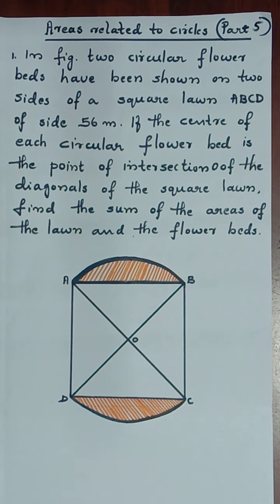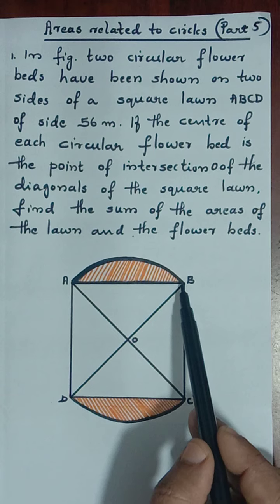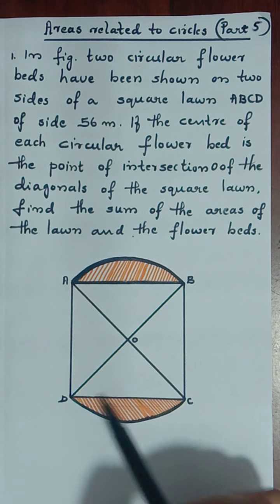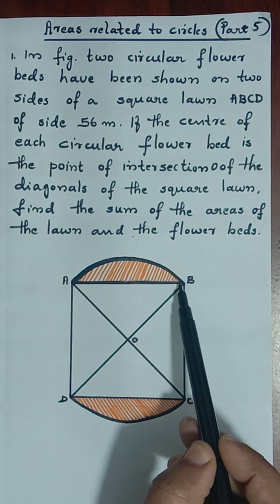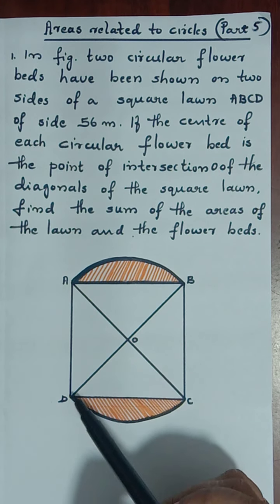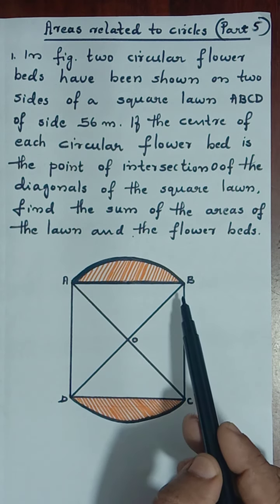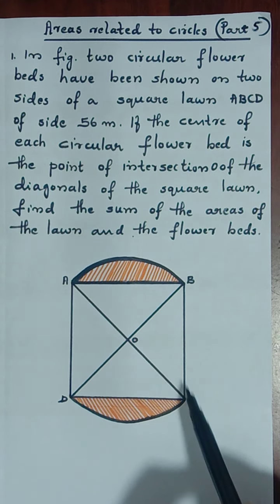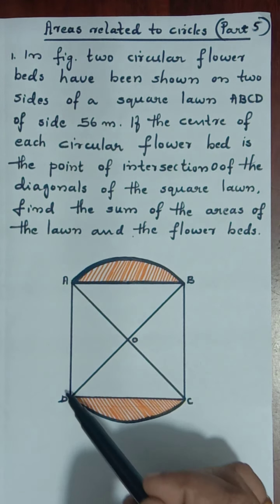In the figure, two circular flower beds have been shown on two sides of a square lawn ABCD of side 56 meter. So ABCD is a square lawn. Side is 56 meter. AB equal to BC equal to CD equal to AD. All the four sides of a square are equal, given as 56 meter. And we have two circular flower beds. This is the ABCD square lawn, and this is a flower bed.